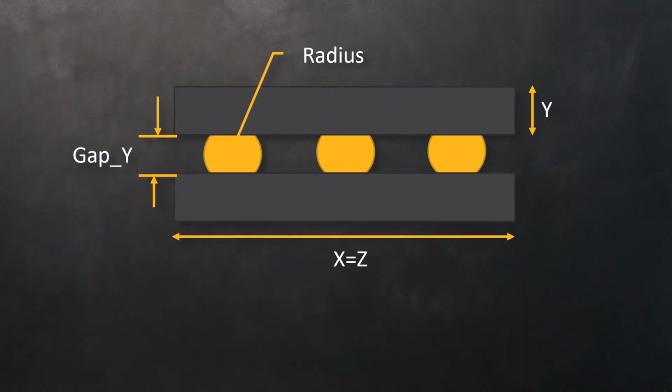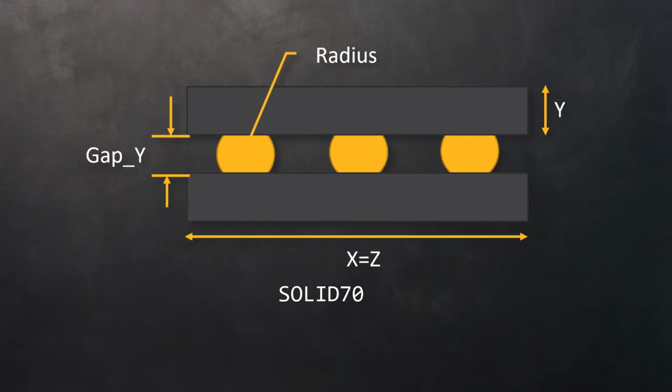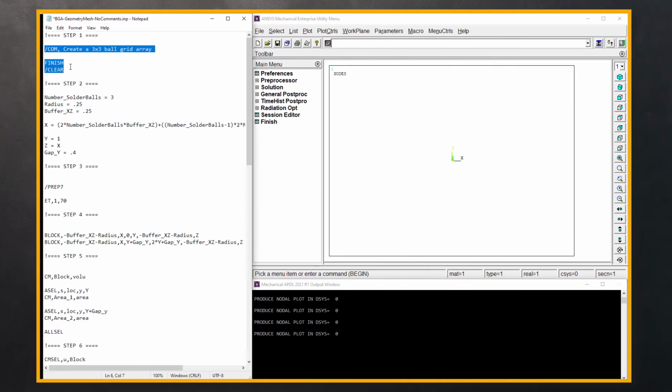In this demo, we'll write an APDL script to define the dimensions as parameters, develop the geometry, and then mesh it. This way we can automate design iterations with ease. The ball grid array is a 3x3 grid of spheres of radius r that are sandwiched between two plates of length, width, thickness, x, z, and y. We wish to generate a mesh that is suitable for thermal analysis, so we'll use solid 70 elements. We start the program with finish and /clear commands.